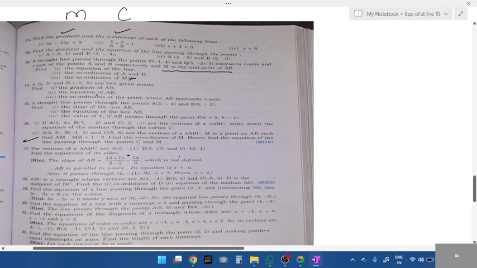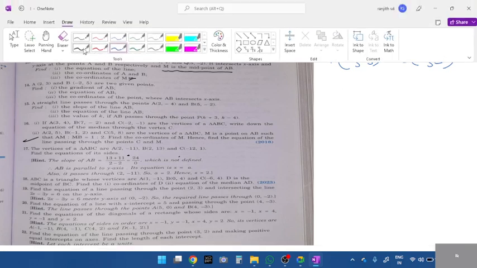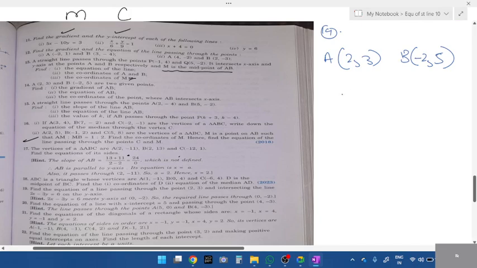Two points are given. Find the gradient, the equation, and the coordinates where AB intersects the x-axis. A straight line passes through two points. The slope. 14th question. What is gradient, students? All of you will respond. How many points are there? A is (2, 3) and B is (-2, 5), two points. What do you mean by gradient of AB? What is the other meaning for gradient?